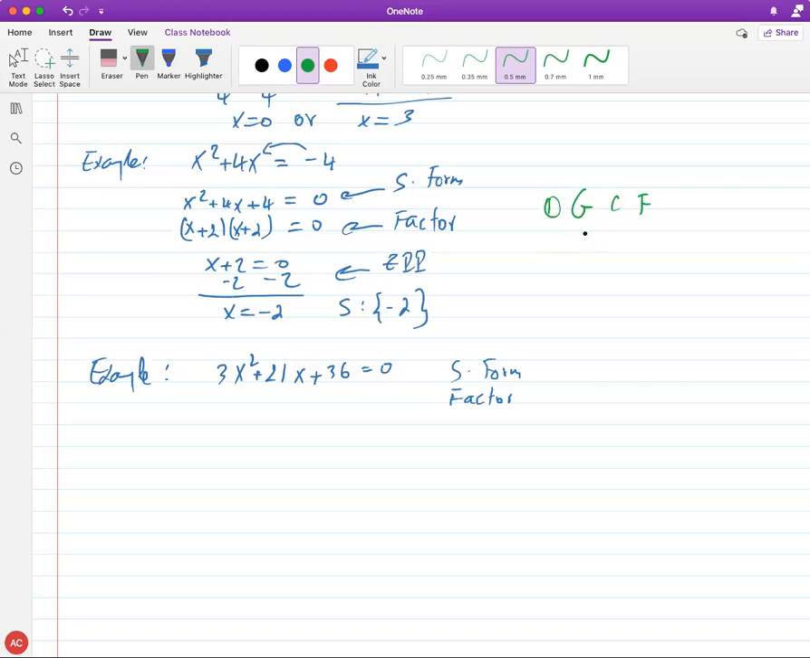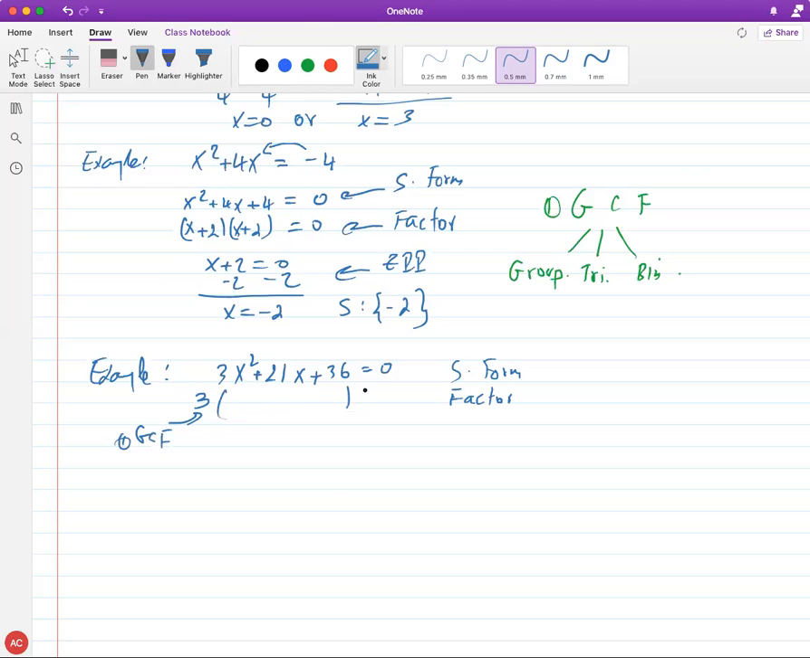If this doesn't work, or if it does work, then you try to see if you can use grouping, maybe trinomial, maybe binomial, depending on the trinomial really. So in this case, the GCF here is 3. So we're going to write 3 outside. Nothing else is common. The x is not common because it's not here. So we try the GCF first.